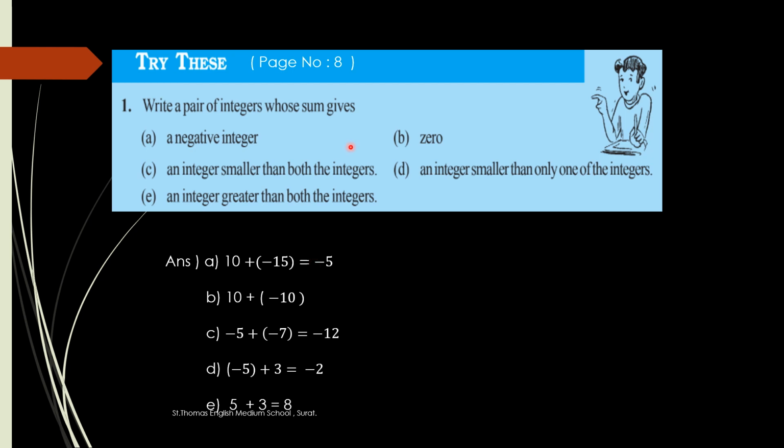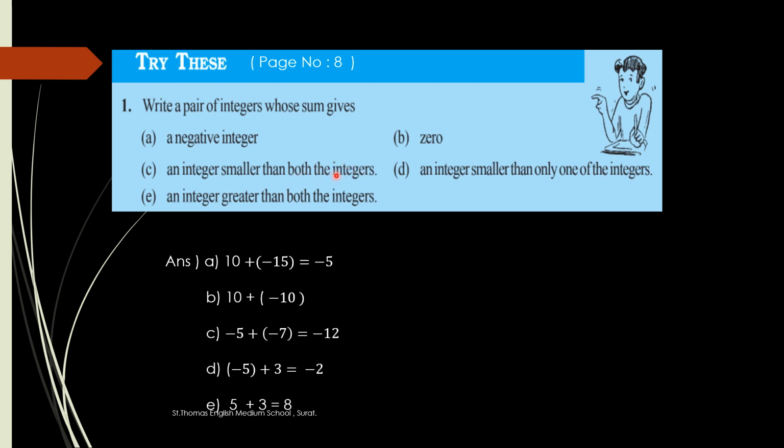It's clear? The next one, write a pair of integers whose sum gives 0. So when we want to get the number 0, you have to take the opposite. Suppose I am taking here 10. So what you have to take is the opposite, minus 10, or 5 plus minus 5, or 2 plus minus 2, 100 plus minus 100, or minus 50 plus 50, right? So when we add these two numbers, always we will get the answer 0. It's clear?